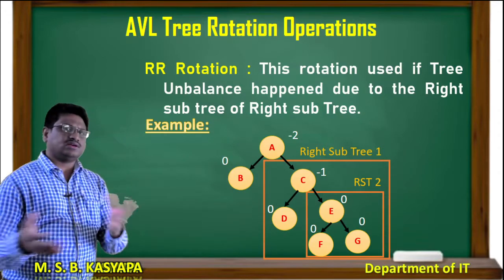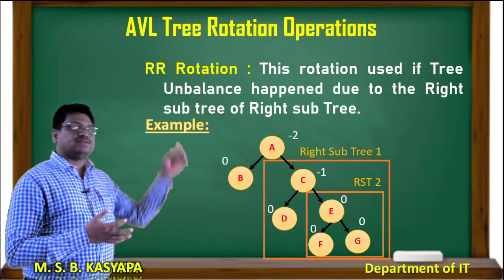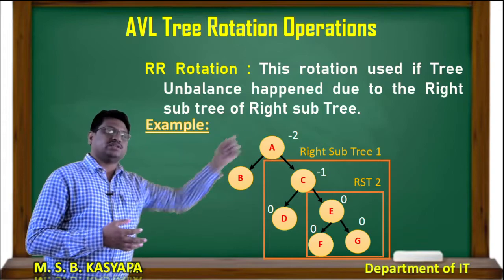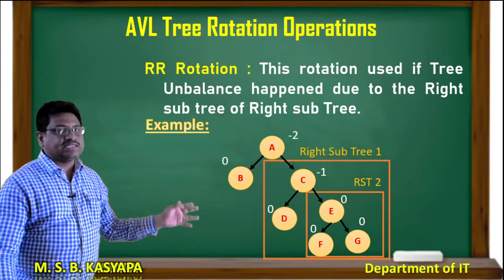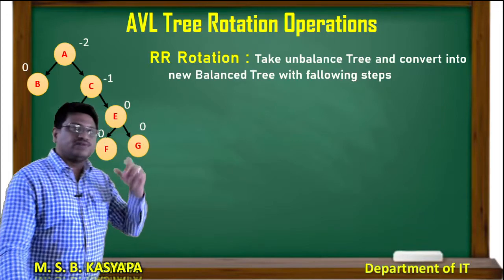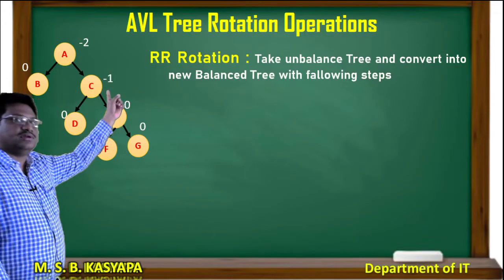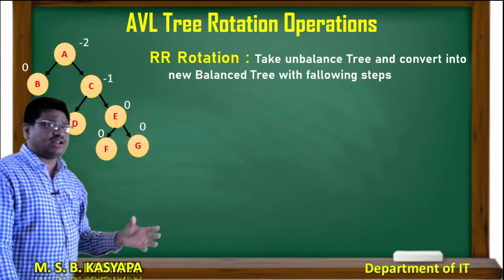So, the same thing as in the LL, here also we have to. In the LL, what have I done? The first left child has become the root node. So, it happens in the right subtree. So, the first right child will become the root node. Now, I am doing the RR rotation.